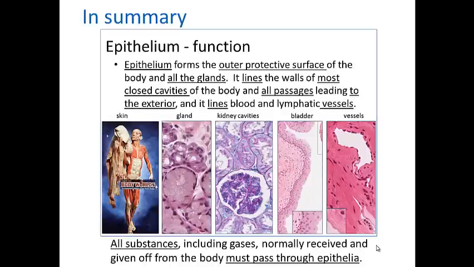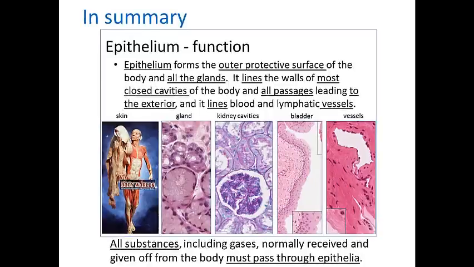So in summary, epithelia has different functions. It forms the outer protective surface of the epidermis of the skin, forms glands, it lines cavities, it also lines blood vessels as well. All substances, including gases, normally received or given off by the body must go through epithelia.